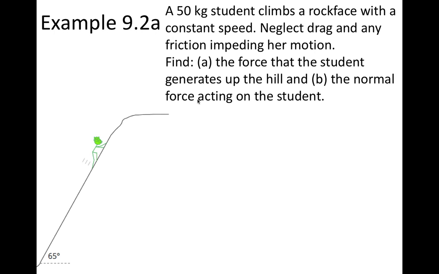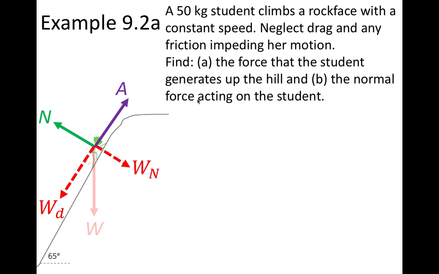So to start with, we're going to draw a free body diagram showing the forces acting on the student. We'll have the weight force that's acting down, but since we are going to have a coordinate system aligned with the slanted surface, we have to break that weight force into its downhill and normal components. There's going to be a normal force acting away from and perpendicular to the hill. And there's going to be an applied force up the hill, and that's what we're trying to find in part A.